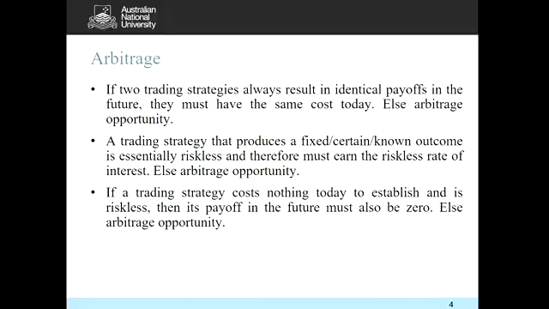Now the third point is very important for today's workshop. If a trading strategy costs nothing to set up today and it's riskless, then the payoff in the future must be zero. Otherwise there will be an arbitrage opportunity. I think this is also quite intuitive. It costs us nothing to set up today, then its payoff must be zero. I will come back to this third point again and again during today's workshop.